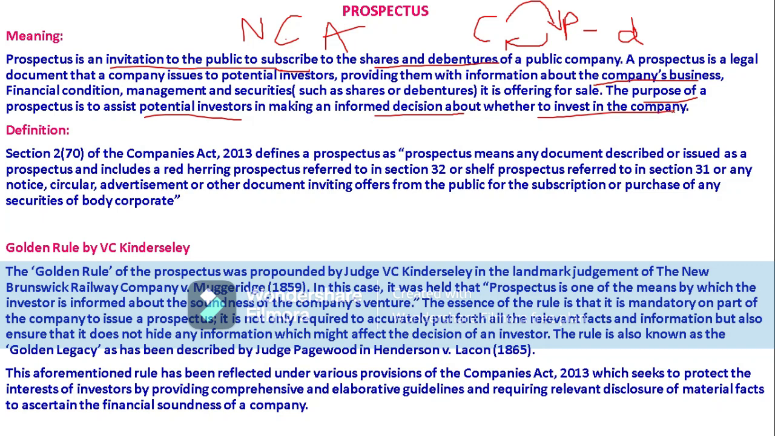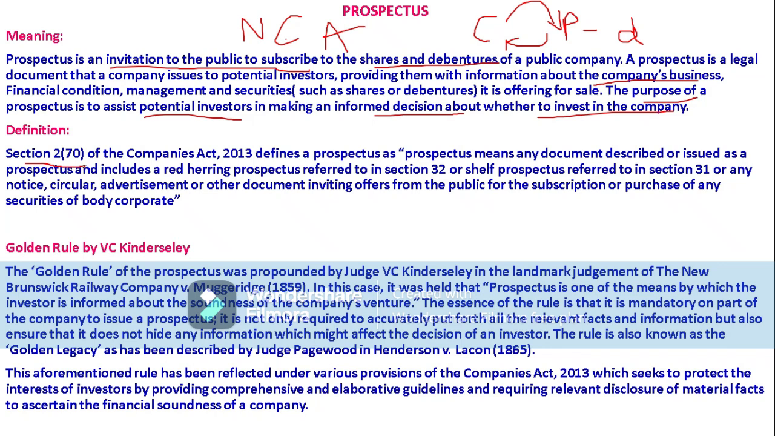So according to section 2 subsection 70 of the Companies Act, a prospectus means any document described or issued as a prospectus and includes a red herring prospectus referred to in section 32 or shelf prospectus referred to in section 31, or any notice, circular, advertisement, or other document inviting offers from the public for the subscription or purchase of any securities of a body corporate. Okay, so this is the definition given by the Companies Act according to section 2 subsection 70.